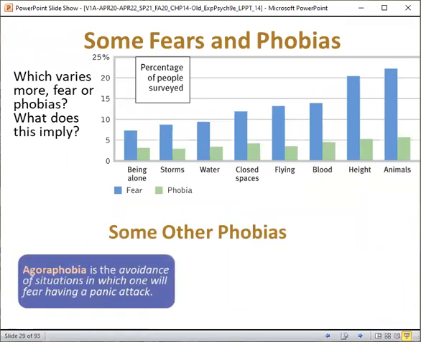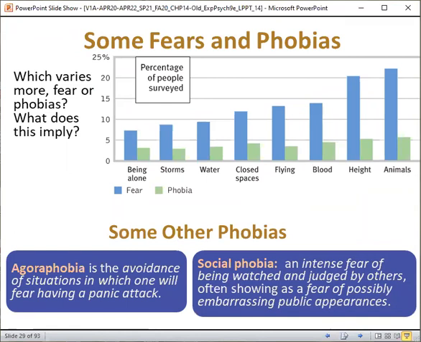Some other phobias: we have agoraphobia, the avoidance of situations in which one will fear having a panic attack. We have social phobia, an intense fear of being watched and judged by others, possibly in embarrassing public situations. And coulrophobia, I believe, is the fear of clowns. So we can compare fear versus phobia. There are a lot more fears out there. The phobias are the irrational, intense, way out of proportion, terrifying feelings you get for something, like being alone or storms.